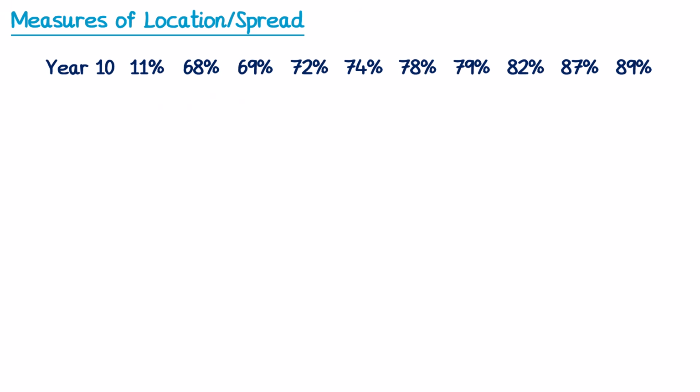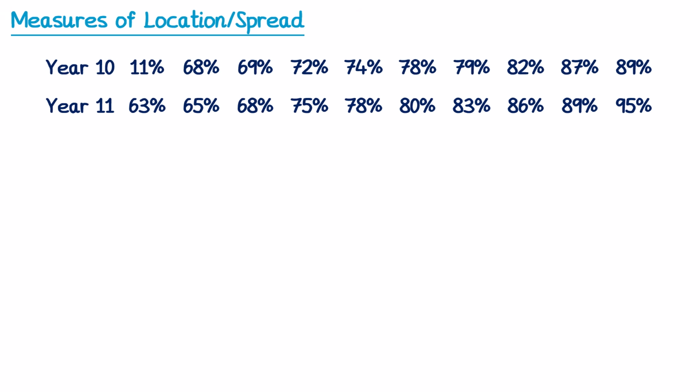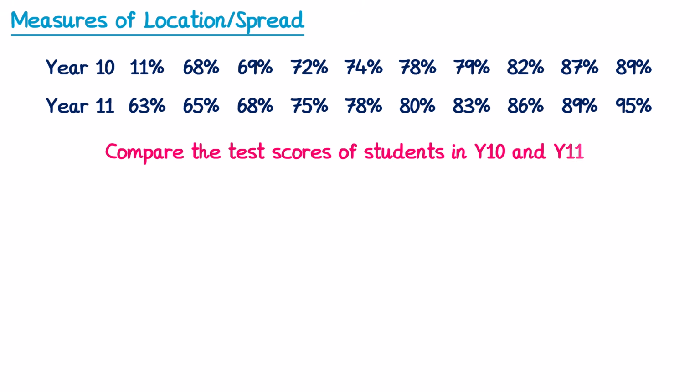Take this data here, which is Year 10 and Year 11 test scores in percentages. We could be asked to make a comparison between the test scores of students in Year 10 and Year 11. When we're asked to make a comparison, we typically compare a measure of central tendency and a measure of spread.